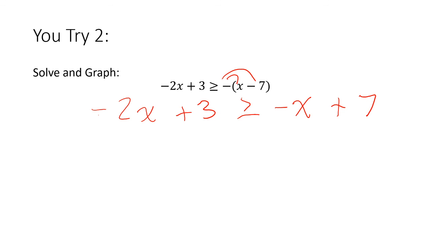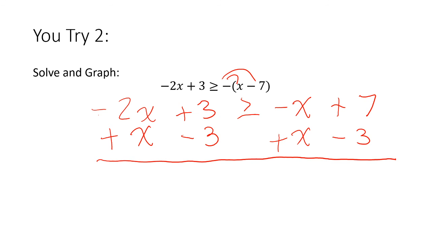So now I need to isolate. I'm going to move all my x's to the left. Why not? Let's do that. And I'm going to move everything else to the right. So negative 2x plus x is negative 1x. 7 minus 3 is 4.